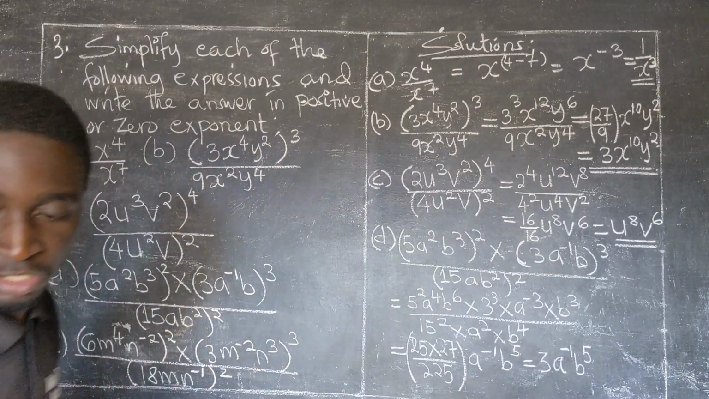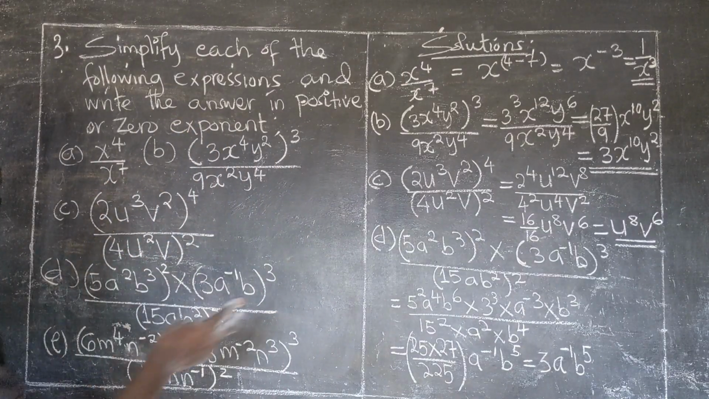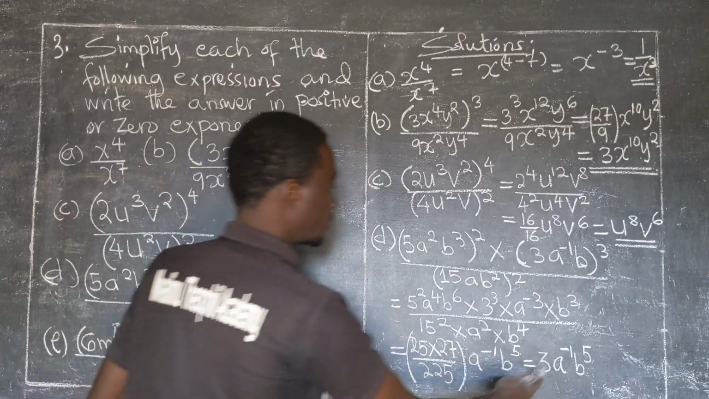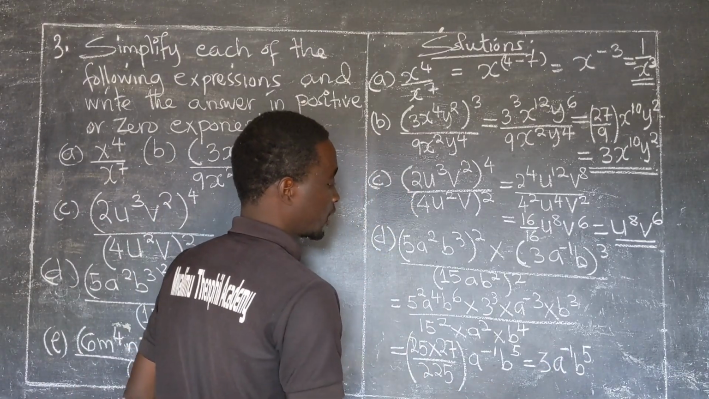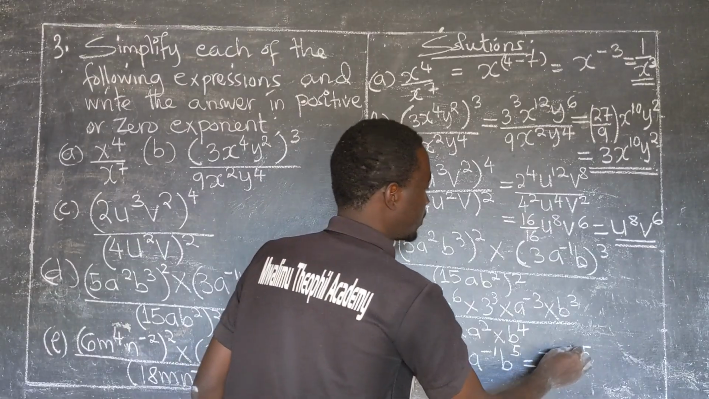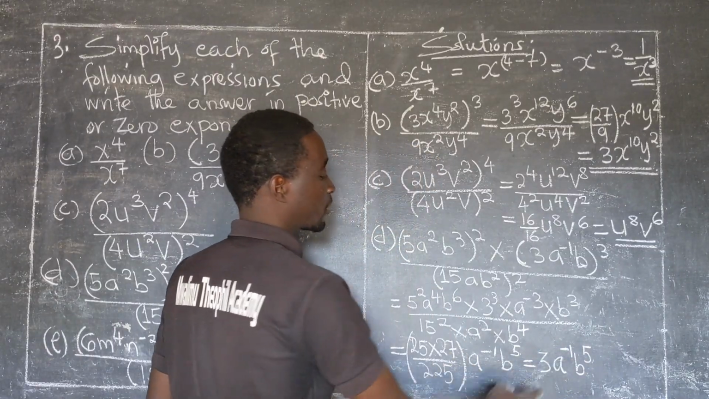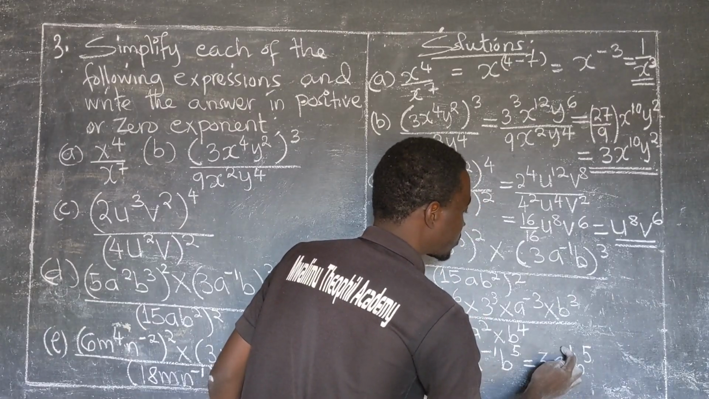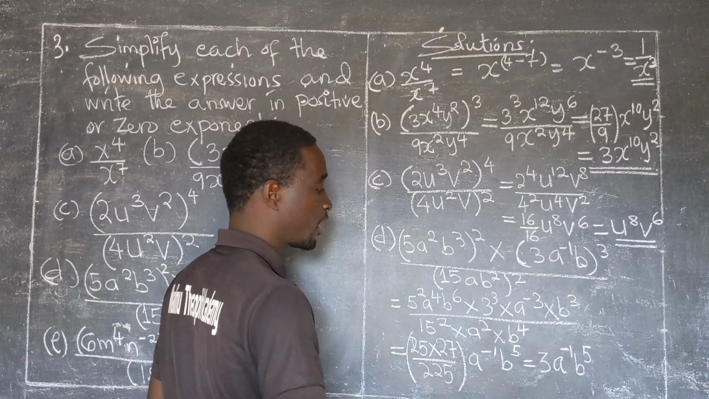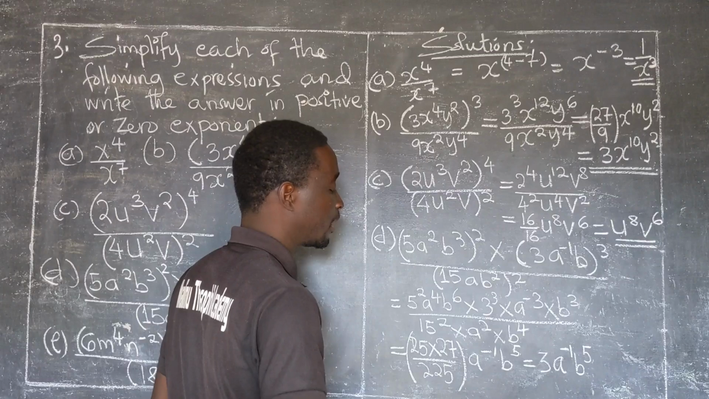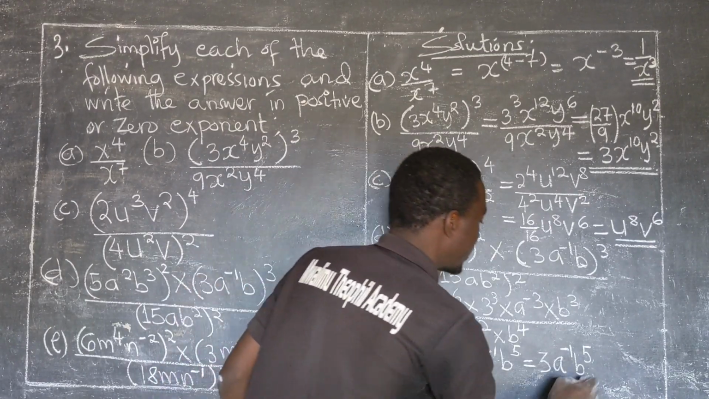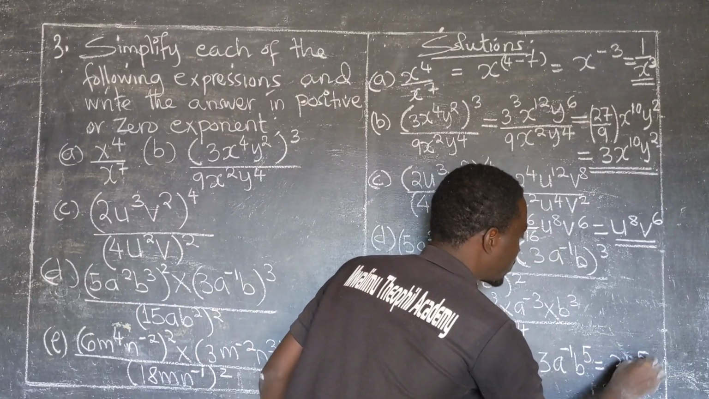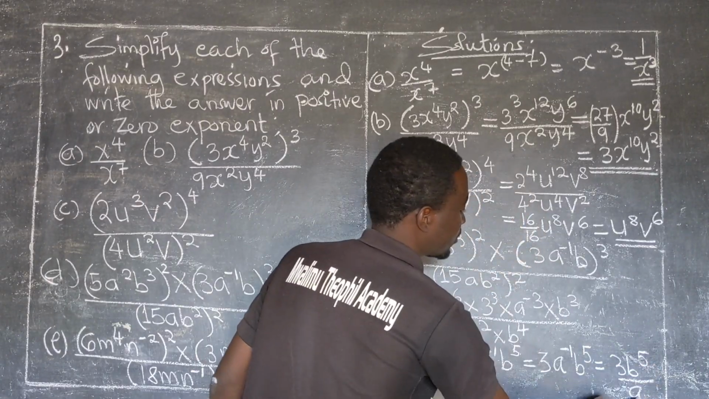But we are instructed in the question to express the final answer in a positive or zero exponent. So this negative exponent should be omitted. Now, as usual, we omit the negative exponent by reciprocating it where it becomes positive exponent. Now, when we reciprocate a raised to negative 1, it becomes 1 over a raised to 1, which is equal to 1 over a. Now, the final answer is going to be 3 b raised to 5 divided by a.